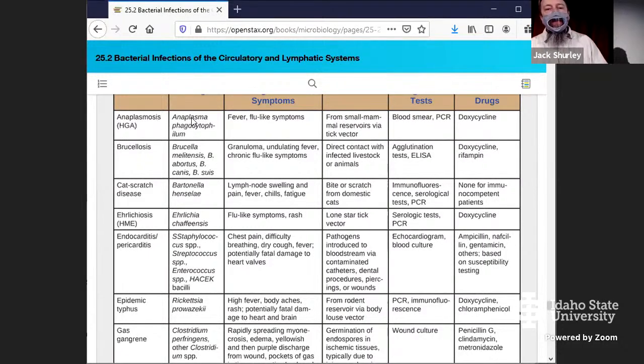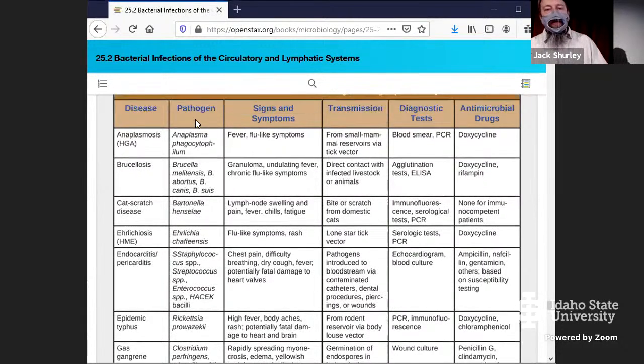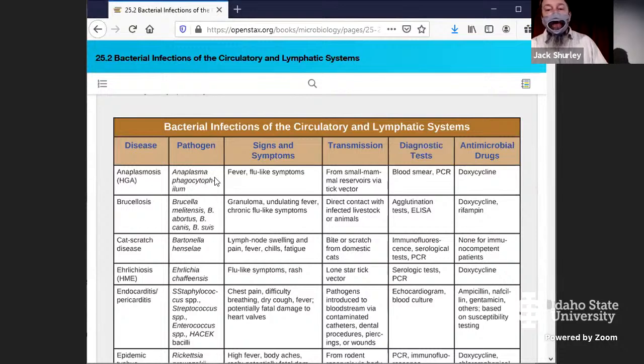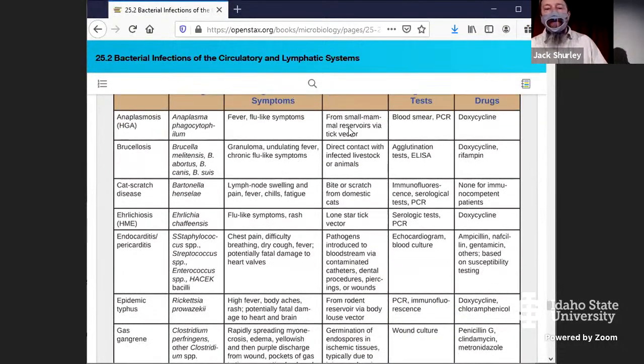Anaplasmosis, this is the organism. This is another tick-borne illness, and you don't need to go through great detail with this. Not really mentioned. I'm not going to go into it. I'm not going to test you on it.